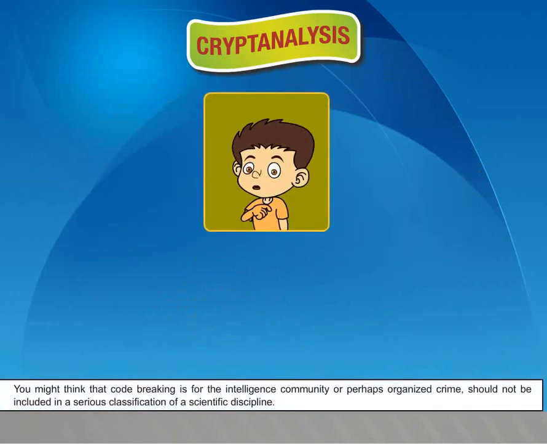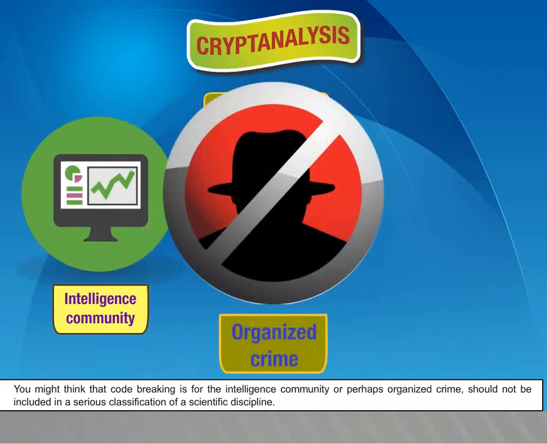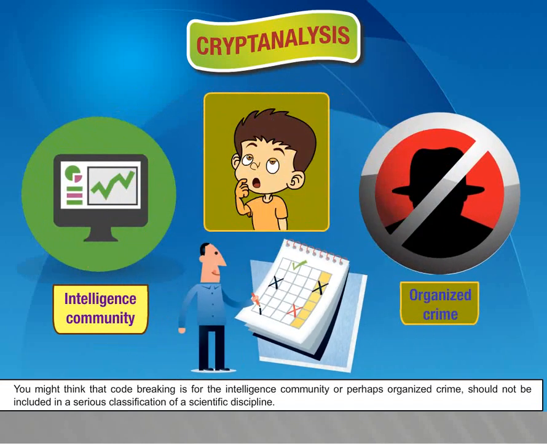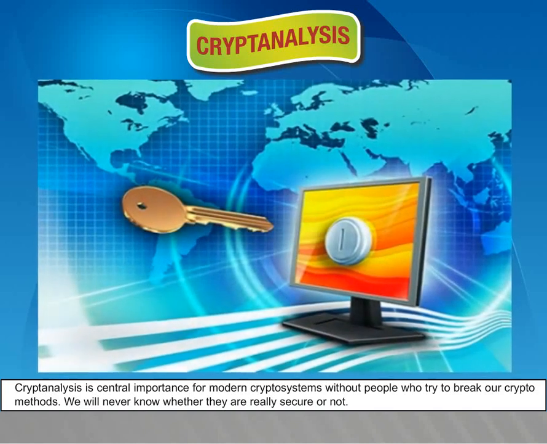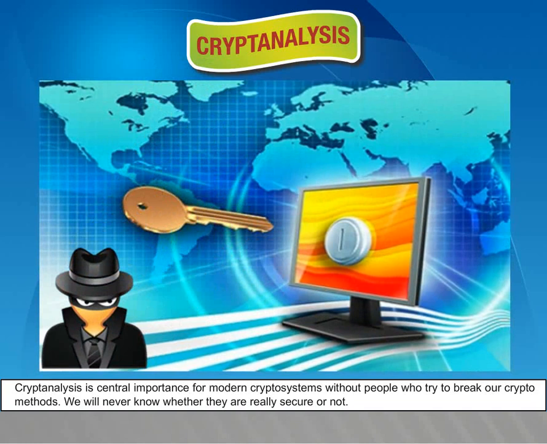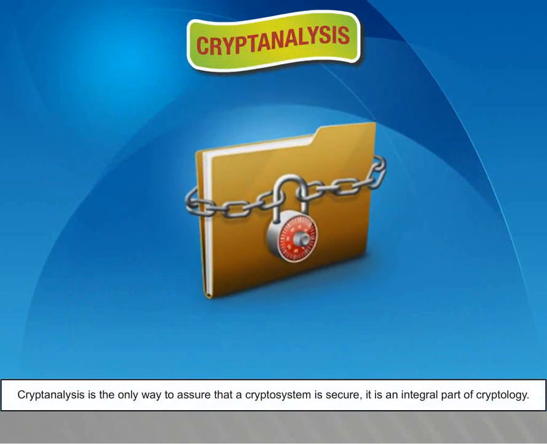You might think that code breaking is for the intelligence community or perhaps organized crime, and should not be included in a serious classification of a scientific discipline. Cryptanalysis is of central importance for modern cryptosystems. Without people who try to break our crypto methods, we will never know whether they are really secure or not. Cryptanalysis is the only way to assure that a cryptosystem is secure. It is an integral part of cryptology.